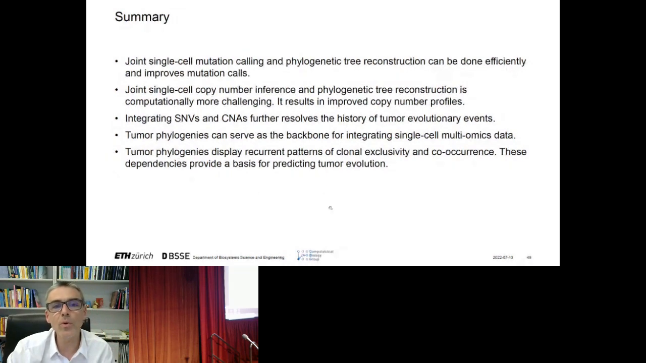I explored with you a little bit finding recurrent patterns of tumor evolution, in particular of clonal exclusivity and clonal co-recurrence. And the model I showed you actually allows us to some extent to predict tumor evolution. And I think that will have a huge impact in the future when it comes to designing treatment strategies from an evolutionary perspective.